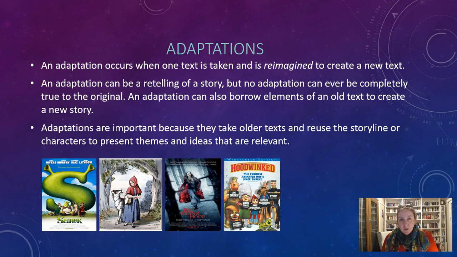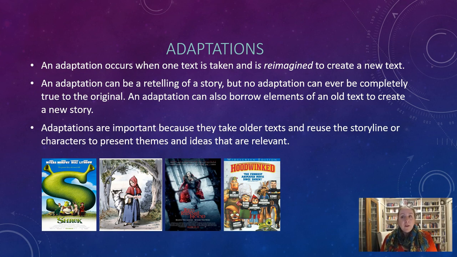So adaptation, which is the word that you guys are going to be using when you're looking at the text that you're doing in class, occurs when one text is taken and is reimagined to create a new text. Okay, an adaptation can be a retelling of a story, but no adaptation can ever be completely true to the original. Now, this is because no story is ever told in the same way by the same person or by different people. You guys would tell a story differently to what I would because we're just different people. We have different language and different ideas. So an adaptation can never ever be the same as what the original text was, which is why we call it an adaptation.